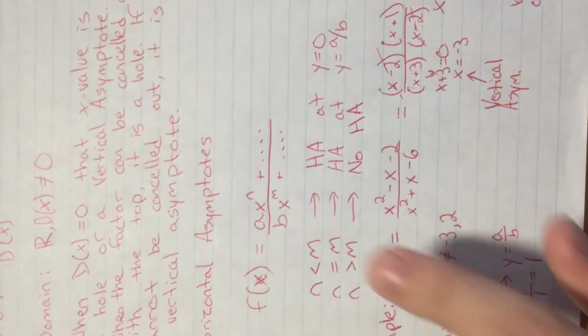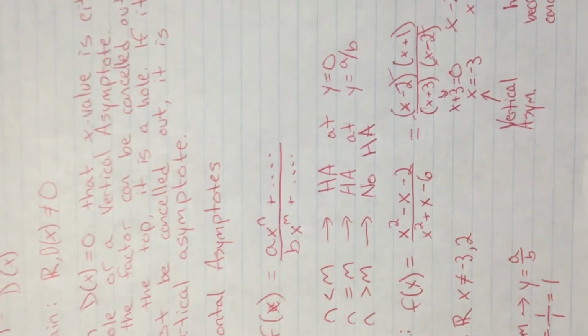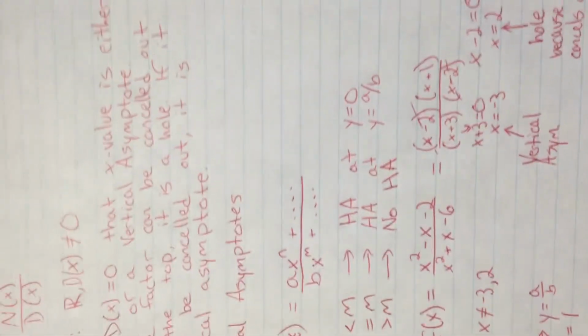Then looking at our rules for horizontal asymptotes, for this one, n is less than m. The degree of the top is less than the degree of the bottom. Therefore, we are going to have a horizontal asymptote at y equals 0, as you can see I wrote here.